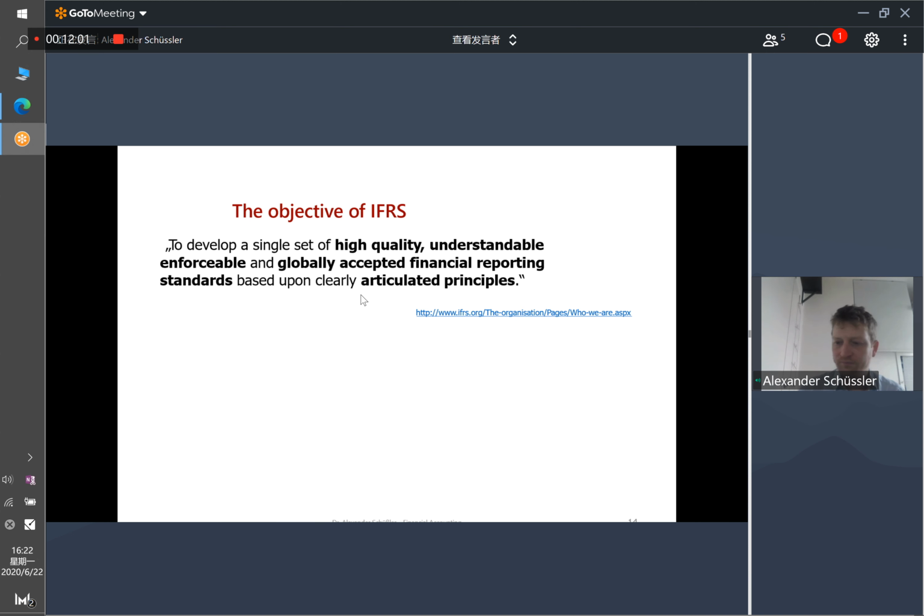This here is the objective of IFRS. The IASB says the objective of IFRS is to develop a single set of high quality, understandable, enforceable, and globally accepted financial reporting standards based upon clearly articulated principles. So what are the main points? High quality, of course. Nobody wants something of poor quality. They wanted to be high quality.